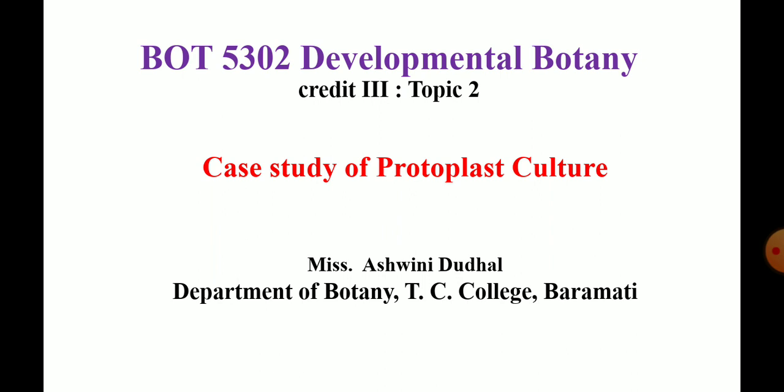Plant tissue culture is the culture of plant cells, tissues and organs in artificial nutrient media under aseptic conditions. The basic principle involved in plant tissue culture is totipotency. Totipotency is the ability of a single cell to divide and produce a whole organism. Plant tissue culture is a many-step process.